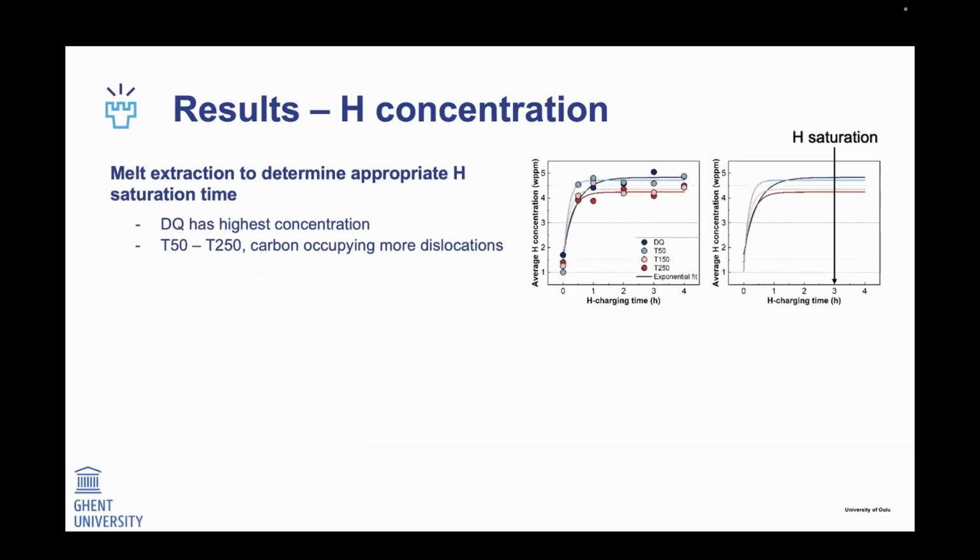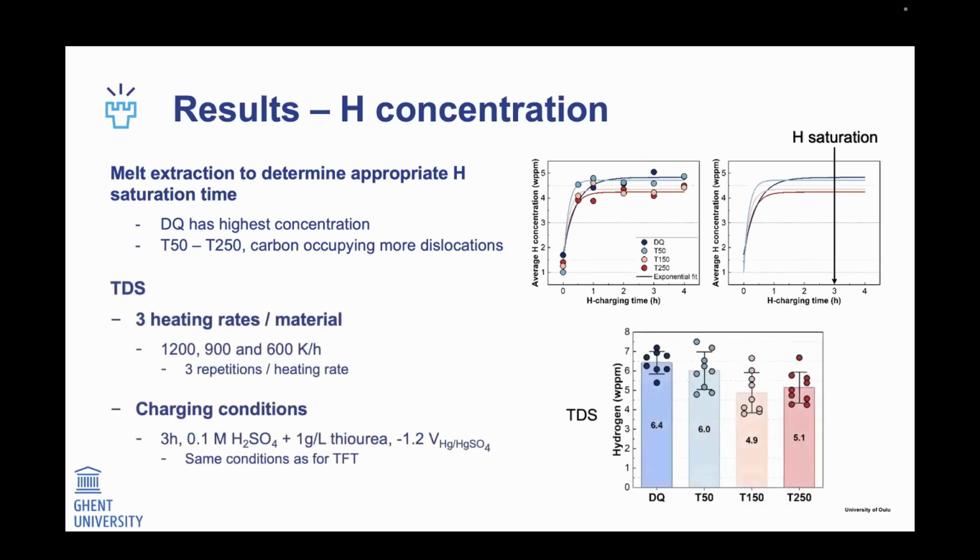Now the hydrogen concentration. First, we did melt extractions, and this was done to determine the saturation time for the samples. 3 hours was appropriate in this electrolyte and in this condition. Here we also could see that with the direct quenched steel, we have the highest concentration of hydrogen, and then it slowly decreases for the tempered ones, meaning that most likely dislocations are occupied by carbon, and therefore we have fewer trapping sites for hydrogen. We saw the same thing with the TDS: a slight decrease in hydrogen concentration, but of course we were also interested in the trapping sites.